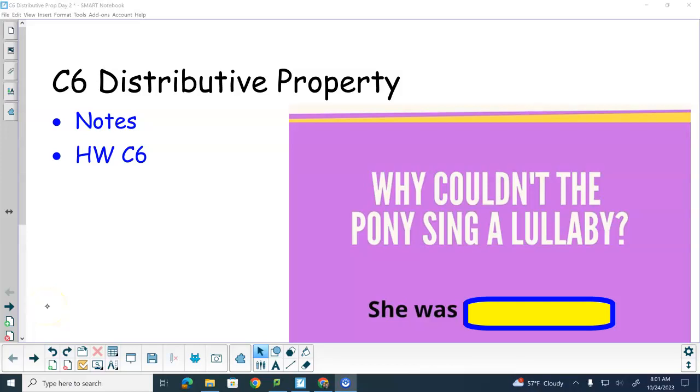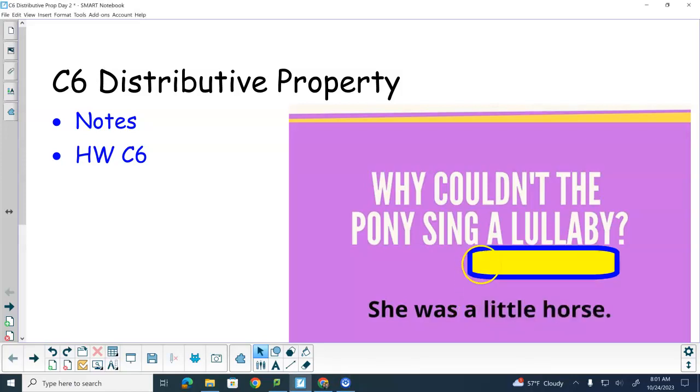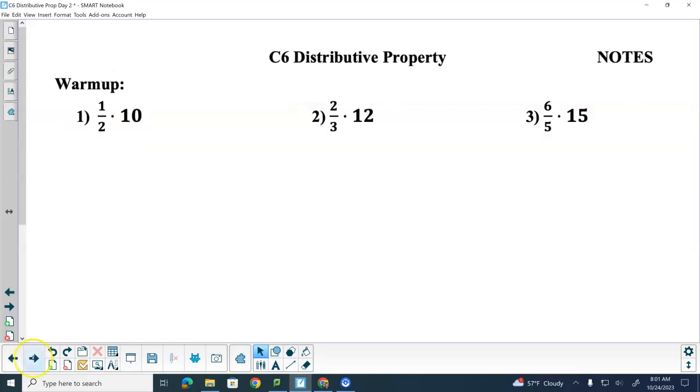Before we get going, anybody know why the pony couldn't sing a lullaby? Why? It's not moving. God, I hate that. Little horse. My joke's better. The kids. Ponies are little horses. A little horse, like when you gotta talk like this a little bit. Yeah, my joke's better. The KFC joke.